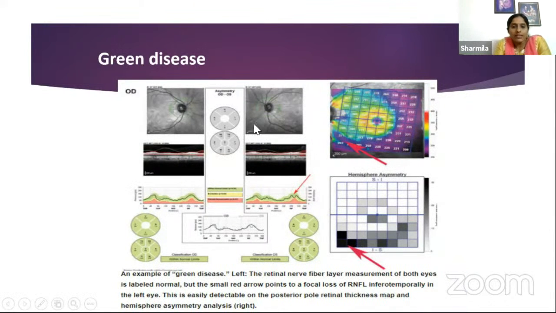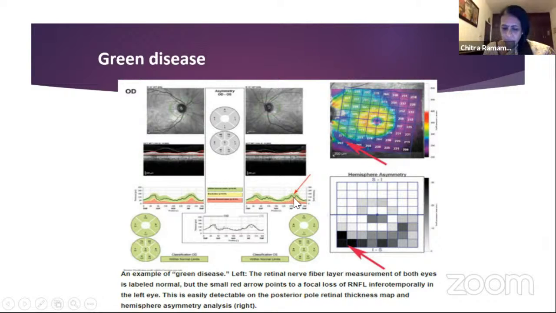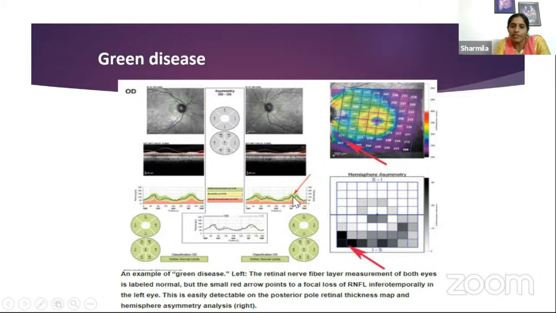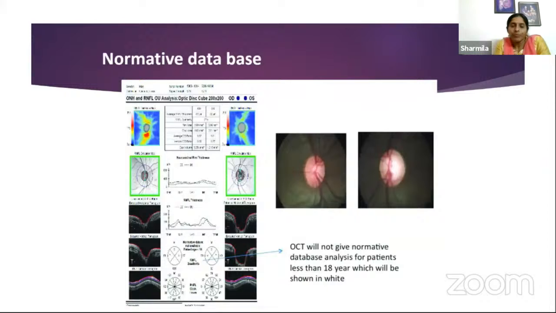And here, if you see, this is a normal printout. If you see by just looking at the colors, it appears like it is a normal patient. However, you have to carefully look at this RNFL profile. Here you see that there is a dip here in the inferior area. So when you do a macular scan, you can pick it up in the macular scan showing infratemporal decrease in the RNFL thickness. So it's very important to identify focal defects very carefully by looking at the RNFL profile.